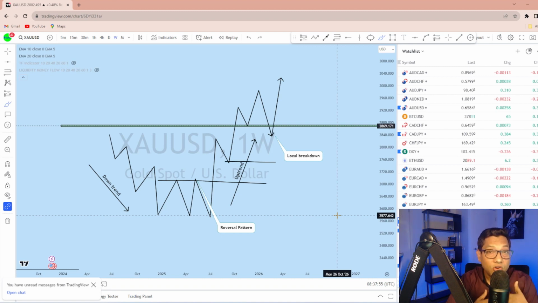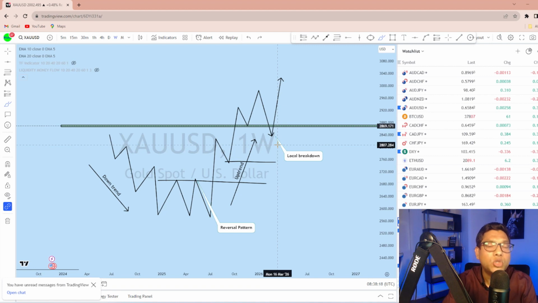And as a retail trader, when we trade like the smart money, this is where we take the trade in the direction of the bigger flow. So with that being said, this is where the secret lies to find a trading opportunity after this local breakdown.